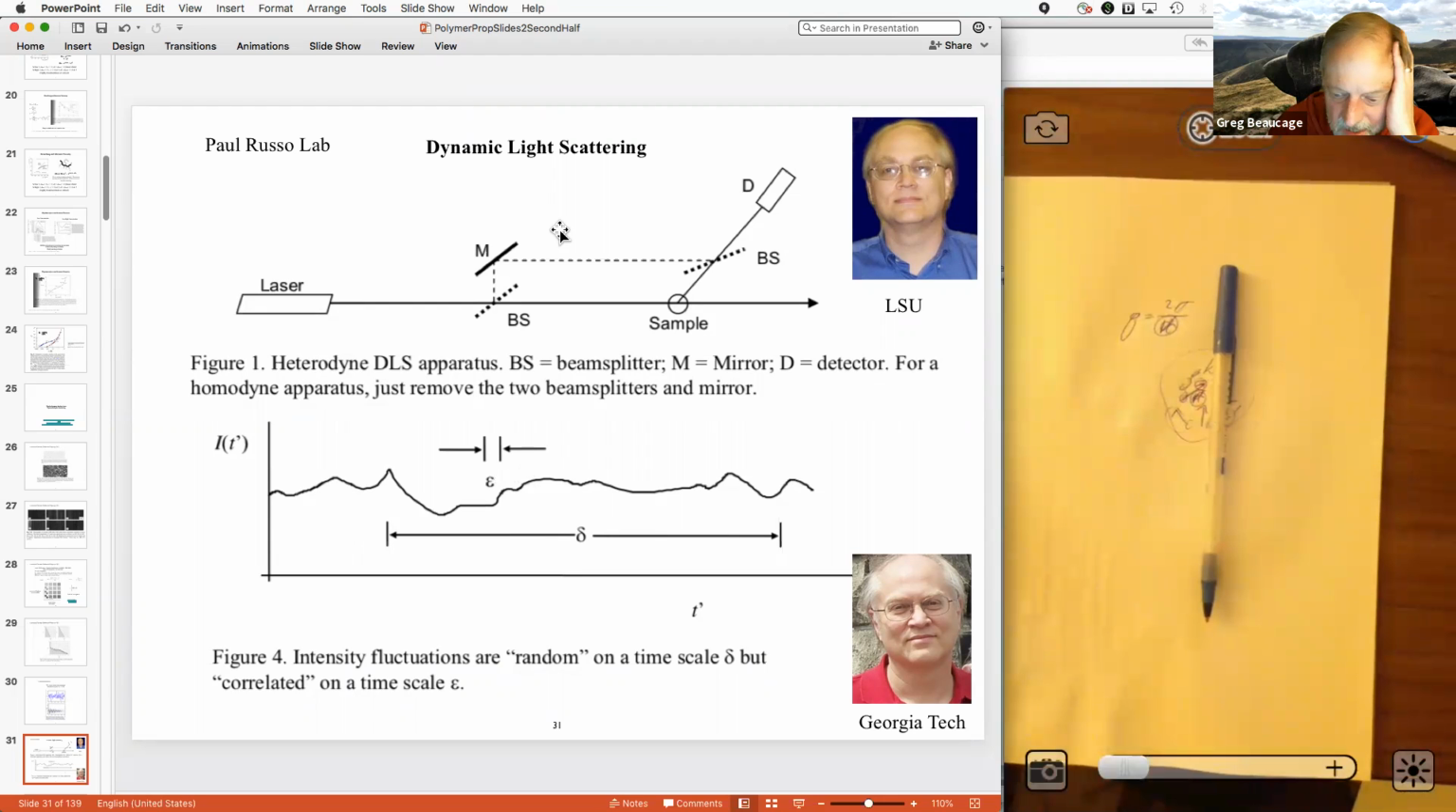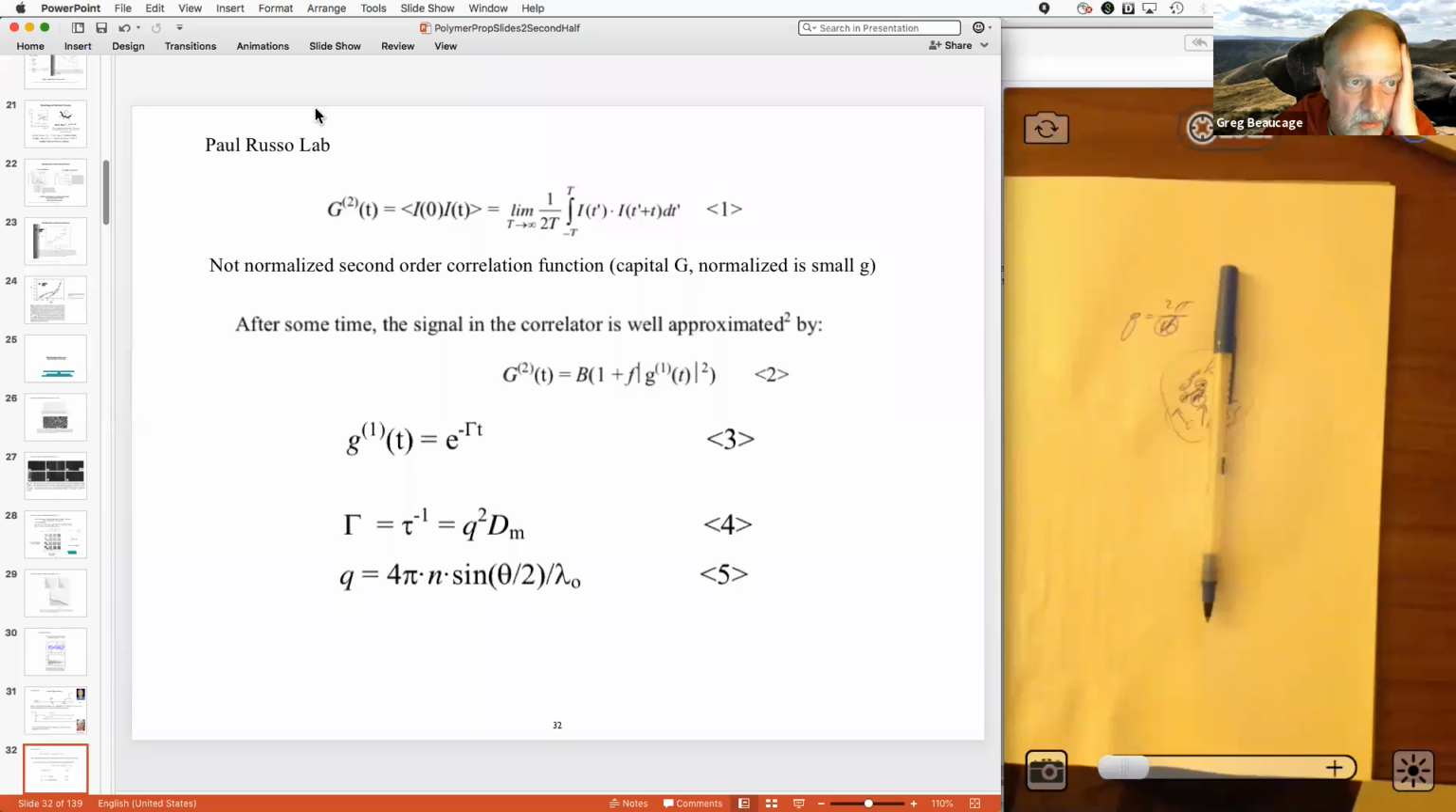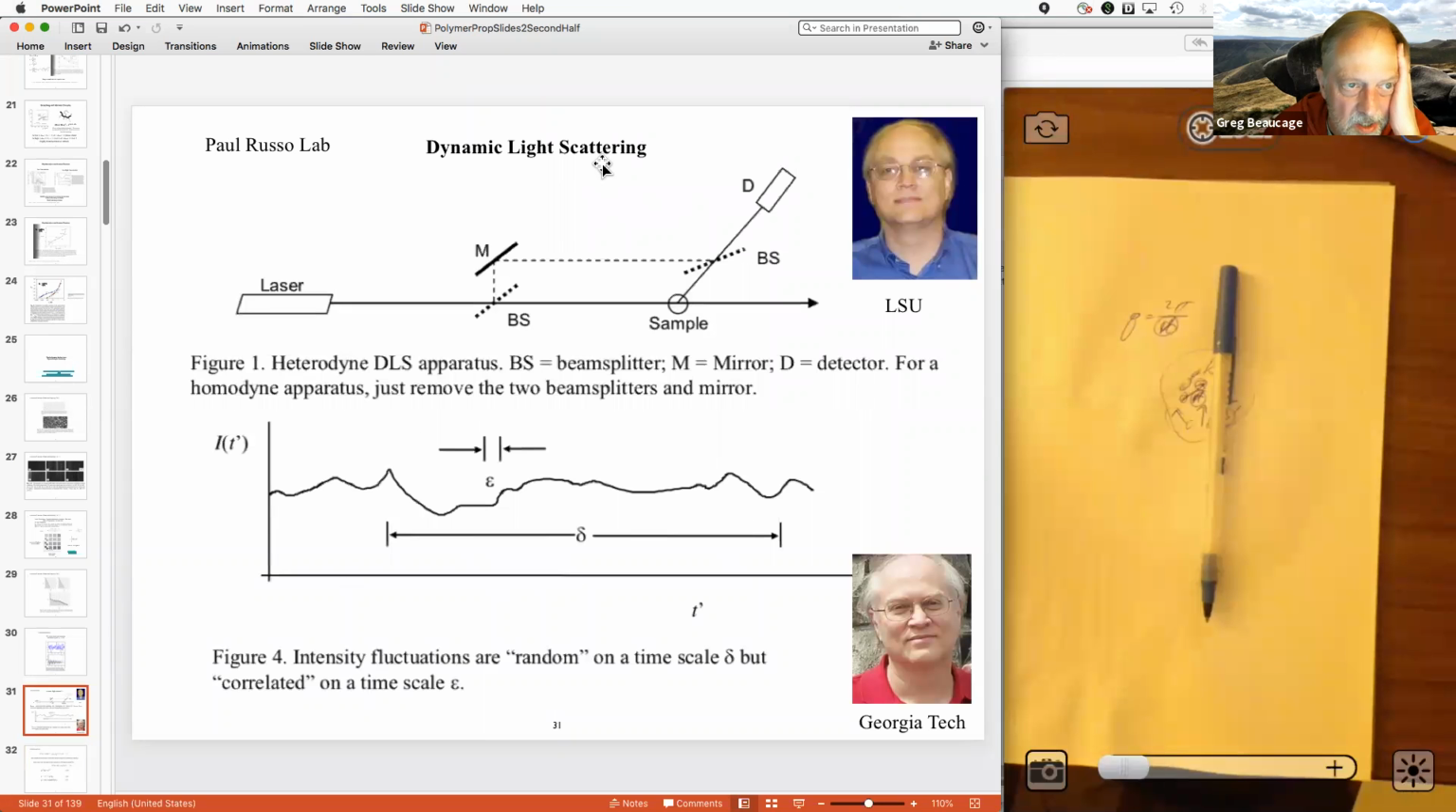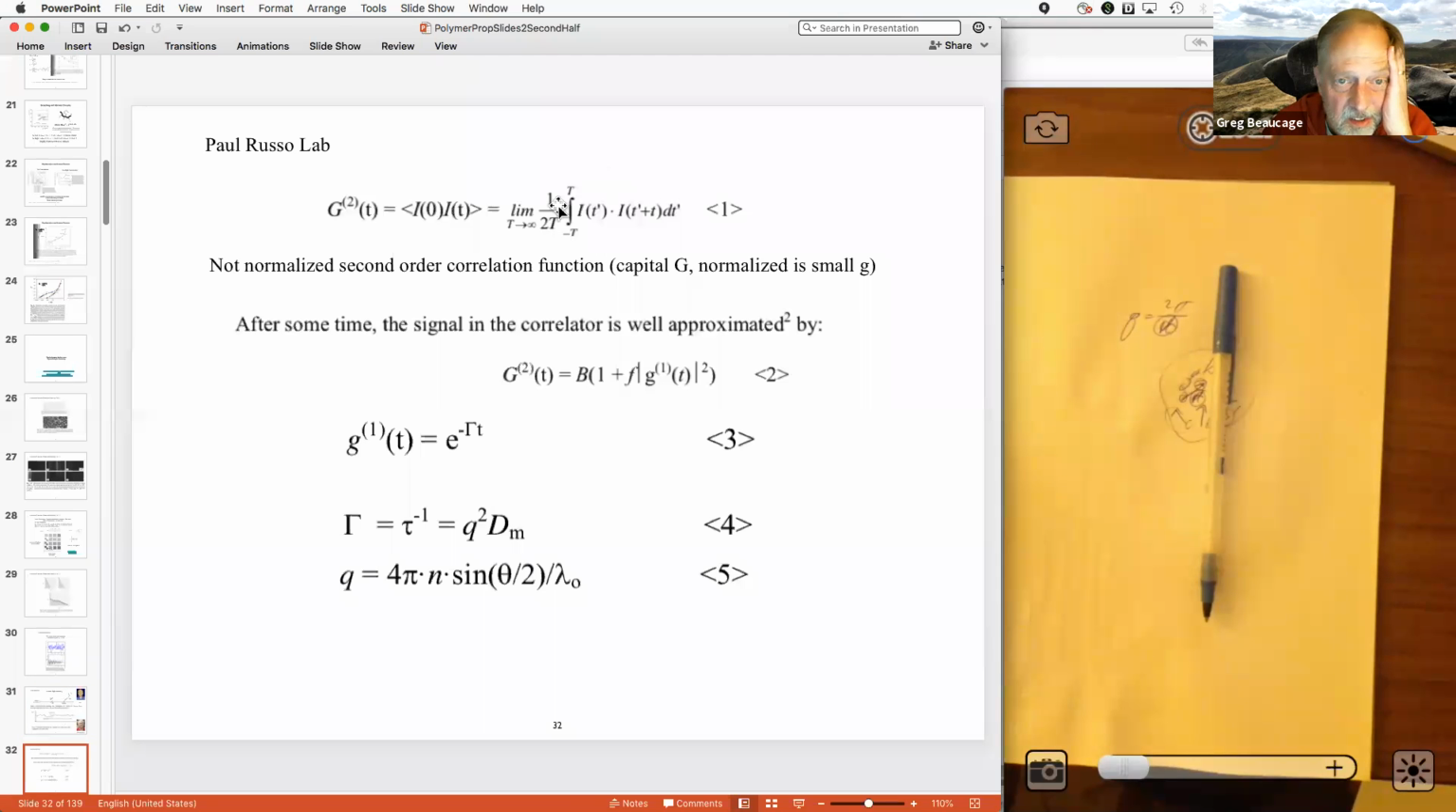That thing is going to relate to, I'm using these notes which are on the web page in the book section by Paul Russo, who was at LSU, and now he's at Georgia Tech. So I've got to put his picture in there. Anyway, this is the time correlation function. We have a time t prime and then time t prime plus t, and this is going to be the correlation function as a function of t, the separation in time between the two intensities.